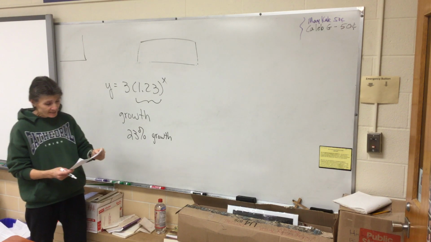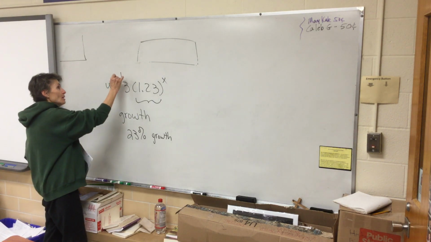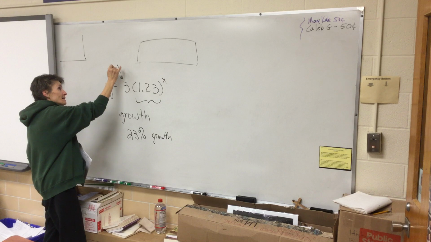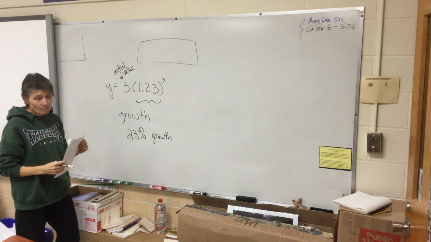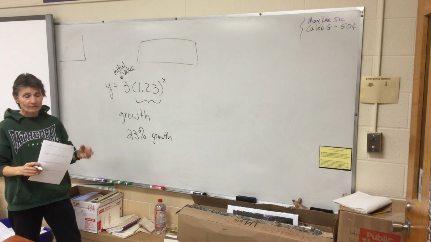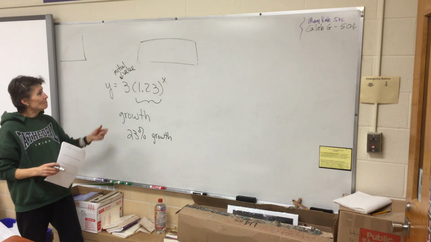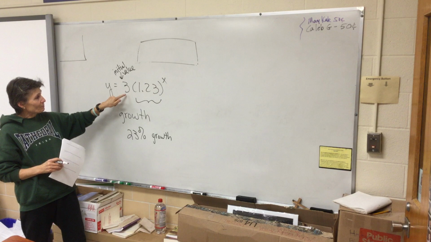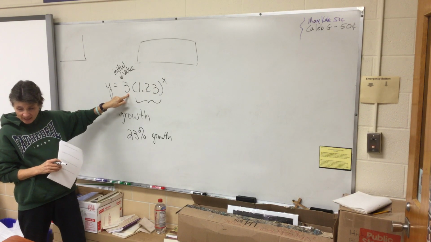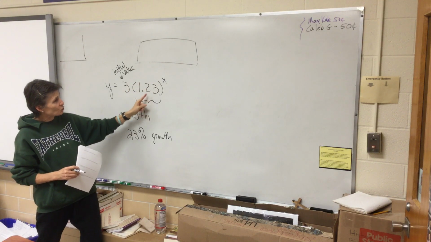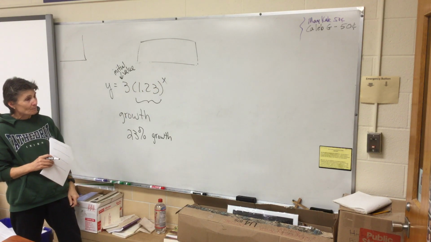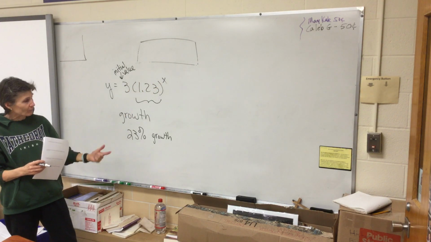Now, the last thing says state the initial value. This other number is the initial value. So exponentials a lot of times deal with growing populations. So in this case, we would be starting with 3 of something. That's how many we're starting with. And then this is how much we are growing by every year, every day, whatever the time is.